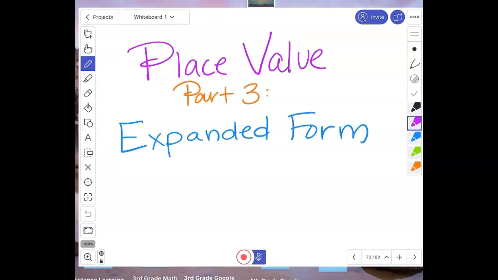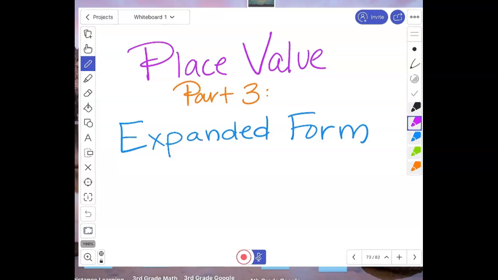Then in part 2, we talked about how after we see it and say it, we can also spell it out into word form. Now, this part is just about expanded form, and honestly, I think this is the hardest one, but it's not actually that difficult if you take your time and you're really methodical in how you do it.